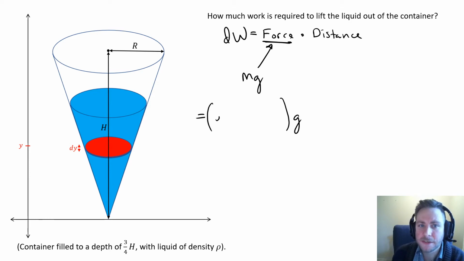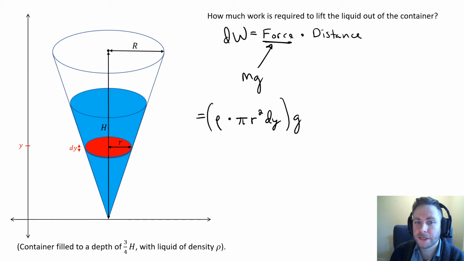We know that mass is equal to density multiplied by volume, and the density is rho, but what's the volume? Well, since this is a disk, we know that would be pi r squared dy. Just be careful that this r represents the radius of the disk, which is not the same as the radius of the cone. So it's very important that you don't call this capital R. I've chosen to call it lowercase r instead. And with that, we're done calculating force, so let's look at the distance.